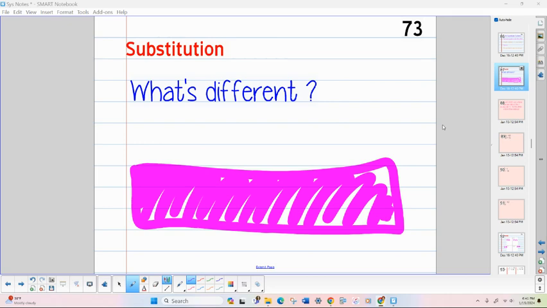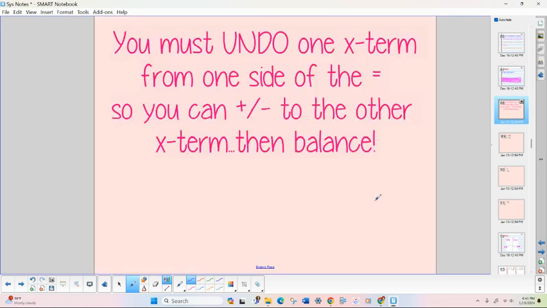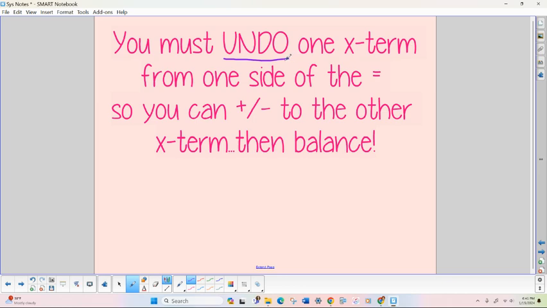Okay, everybody, so you have hopefully already glued down onto page 73 the pink paper and written down what's different. If you take a minute and look at what is actually different here, hopefully you realize that these are set up so that they're both y equals equations. So what's going to make this one harder is that when we go to undo these, there is going to be no multiplying of like terms, adding of like terms. What we're going to have to do is undo one of those x terms from one side of the equal sign. And remember, what we do to one side of the equal sign, we have to do to the other side, and then we'll balance.